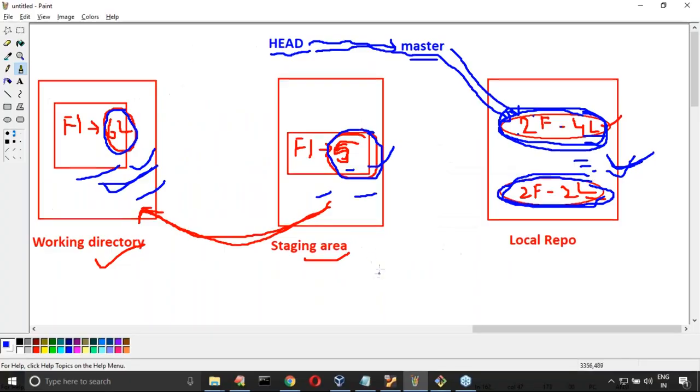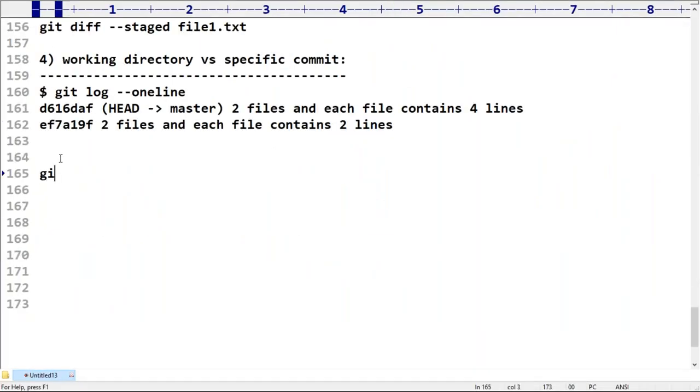But how many lines does my working copy contain? Six lines. Now what I want to run is git diff, followed by just the 7 characters of that specific commit, followed by file1.txt. Now, when compared using this command, my working copy contains 4 lines extra. Am I getting that or not?